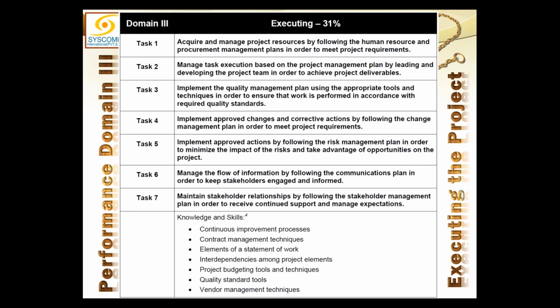Then is execution, 31% marks and only 7 tasks. So it comes out to be 3 to 4 questions from each task. And the knowledge and skills in execution: you have to know the continuous improvement process. How can you improve your processes continuously to give better results? Contract management techniques must be known to you because you are awarding contracts to your subcontractors. Elements of statement of work. When you are getting something done from your contractor, what should you include in the statement of work? Interdependencies among project elements. Project budgeting and tools and techniques. Quality standard tools like quality assurance and vendor management techniques.